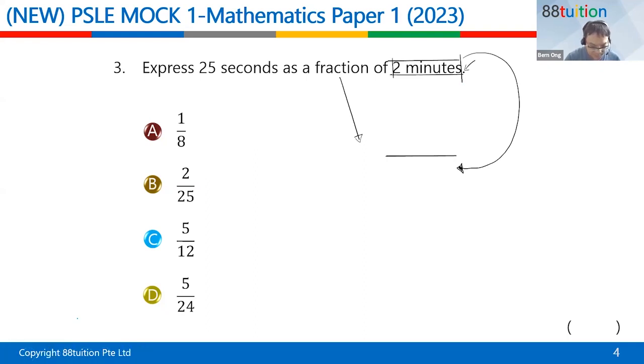Where do you put your 25 seconds? You can put it up here. Your 2 minutes, where can you put it? You put 2 minutes down here. Can or not? Sure, not fair.